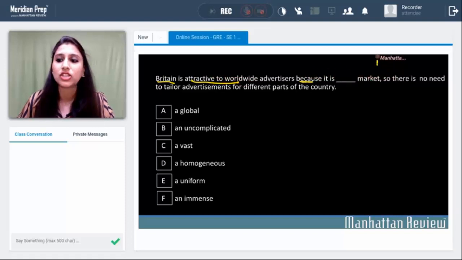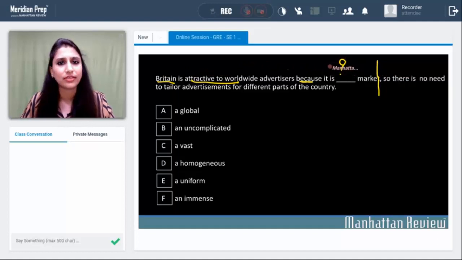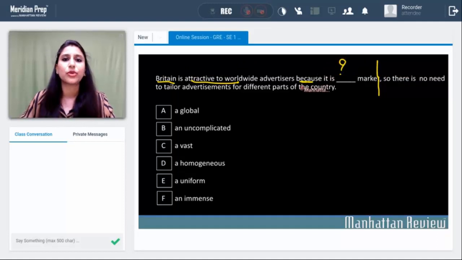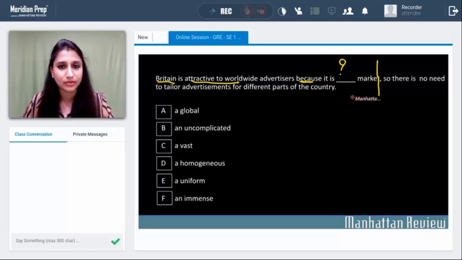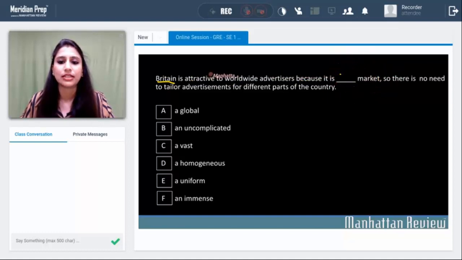You cannot stop reading the sentence here. The moment you do it, something can be attractive because of what? Because of anything. The kind of questions, the kind of options what you get in GRE are in such a way that every word is suitable in the given blank. So you have to make sure that you're reading the entire sentence. So I can't stop or I can't pause the sentence here. Isn't it?